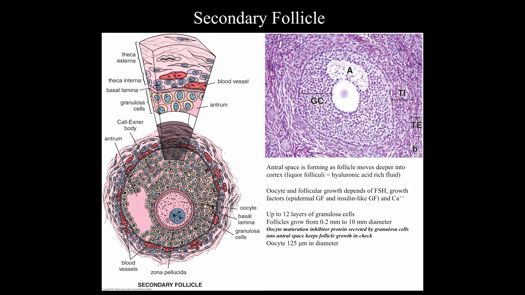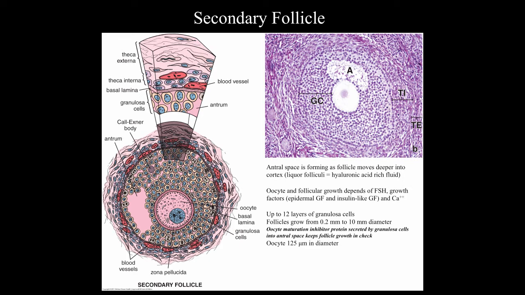There can be up to 12 layers of granulosa cells that you'll see in the follicle. The follicles are going to grow from about 0.2 millimeters in diameter up to 10 millimeters in diameter. So they're getting quite a bit larger.